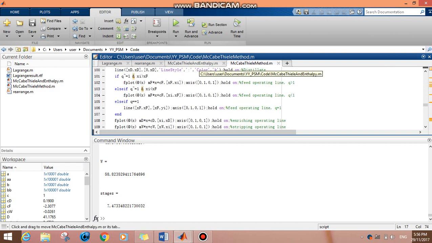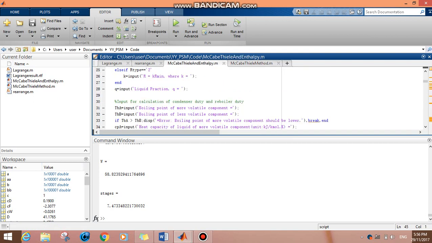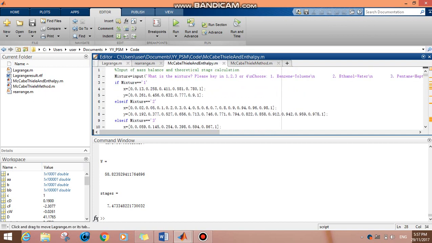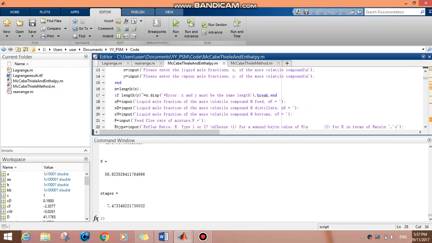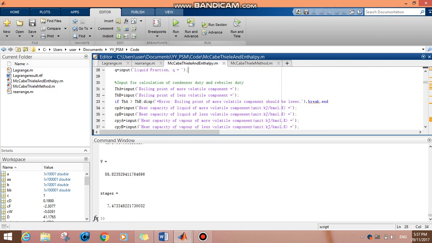I think the syllabus does not cover the enthalpy calculation for the distillation column, which is the reboiler and condenser duty, but I just wish to introduce some of the coding for the heat duty calculations. I'm not going to illustrate the example, but just to highlight some things to take note of. Same thing, the upper part is the input for the mass balance and theoretical stage calculations, and after Q, you come up with the input for the calculation of condenser and reboiler duty, which has quite a lot of things that you need to key in.